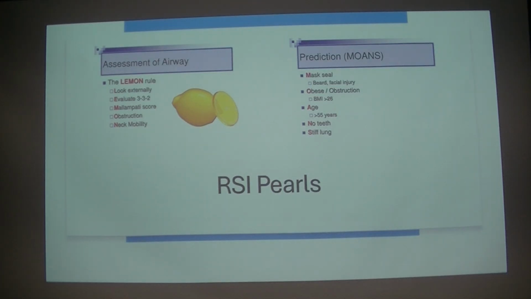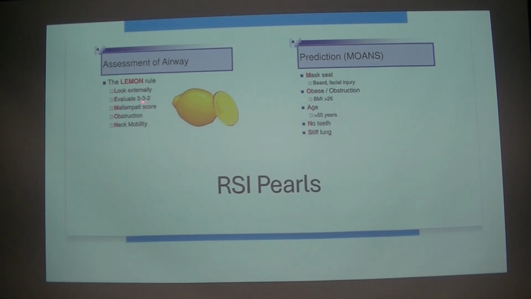So then we move on to what are called LEMON and MOANS. So these are an assessment of the airway and a prediction of difficulty with intubation. So the LEMON rule is you look externally, see if there's anything you see which could cause a difficult airway. Is there a huge mass on the side of their neck?